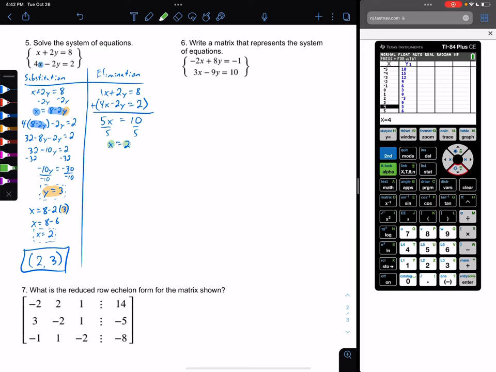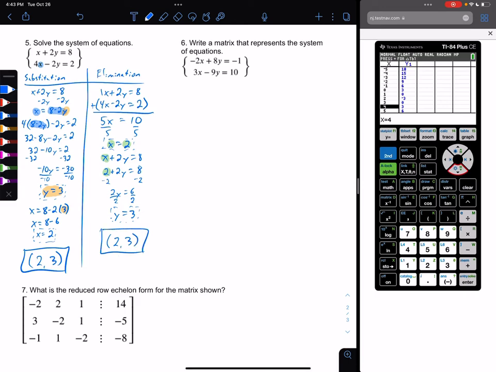I can then take that x value and throw it back into one of my equations. I have x plus 2y, so I'm going to replace x with 2. This equals 8. So 2 plus 2y equals 8. Subtract 2. 2y equals 6. Divide by 2. Y is equal to 3. So it's good that I got the same answer using both methods. That means I either did this wrong twice or I am correct.